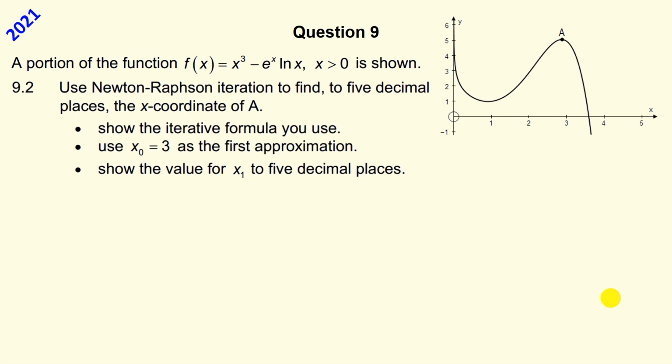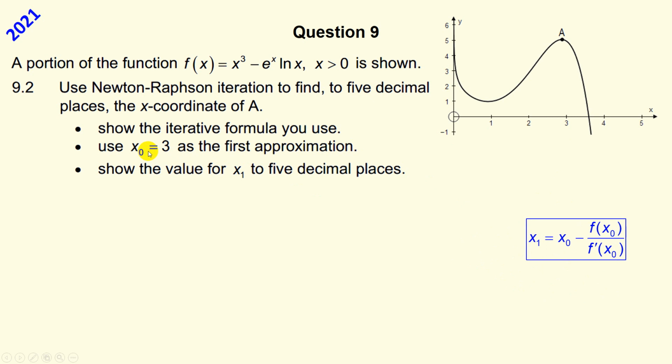Now we have to use Newton-Raphson iteration to find to 5 decimal places the x-coordinate of A. Iteration merely means repeating the same method using the results of the previous calculation. Show the iterative formula you use. Well, there it is. It's on your information sheet, but when they say show, I think that you need to do all your substitution to show it. They won't give you a mark for just repeating what's on the information sheet.